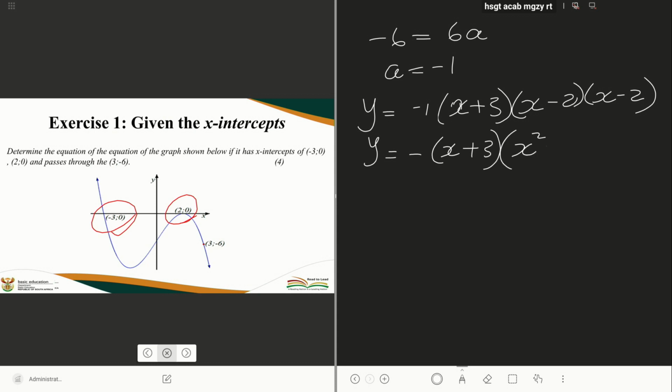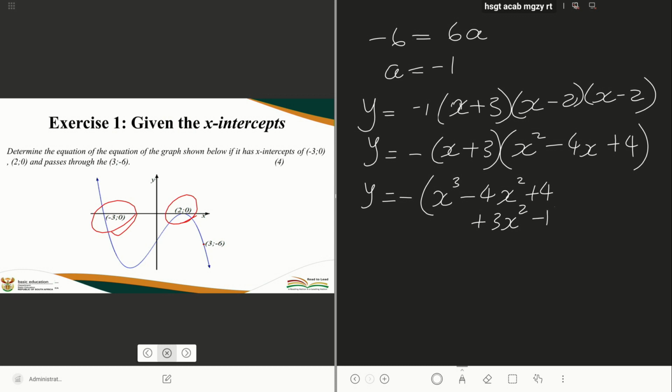X squared minus 4x plus 4. And then y is equal to negative x cubed minus 4x squared plus 4. And then I get positive 3x squared minus 12x plus 4.